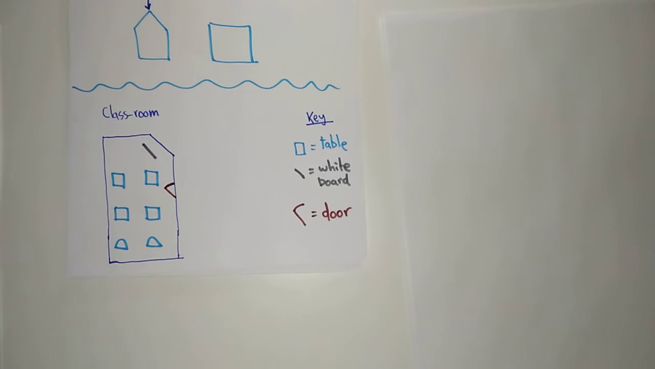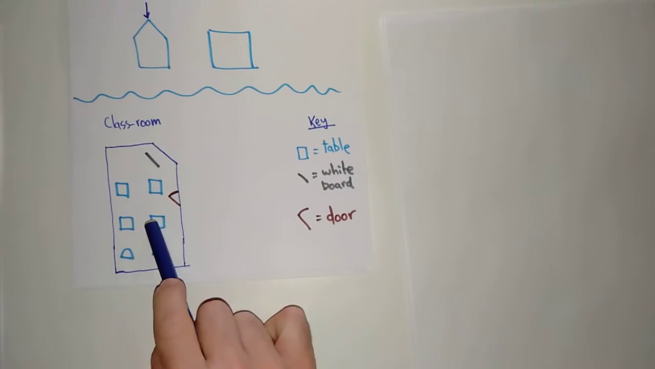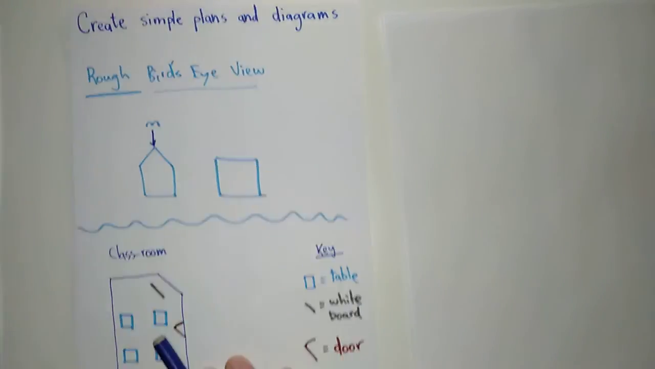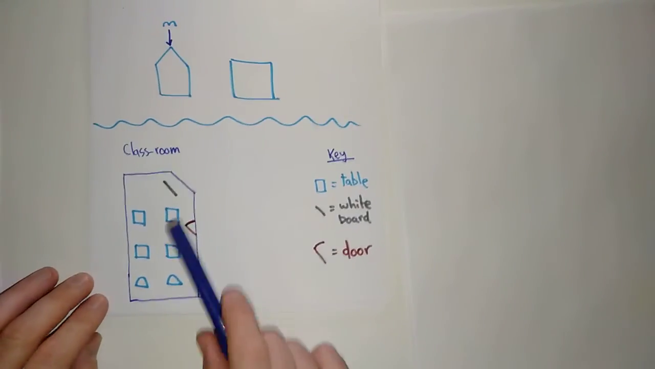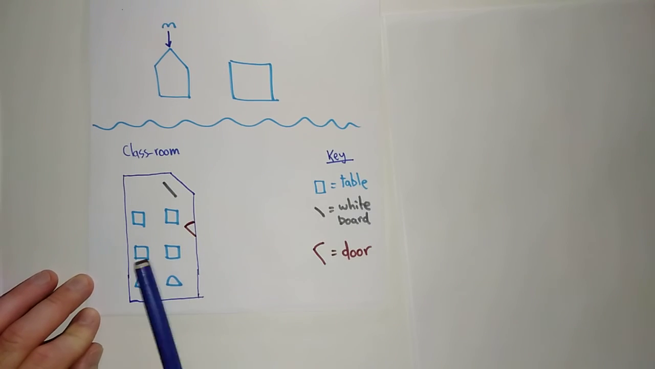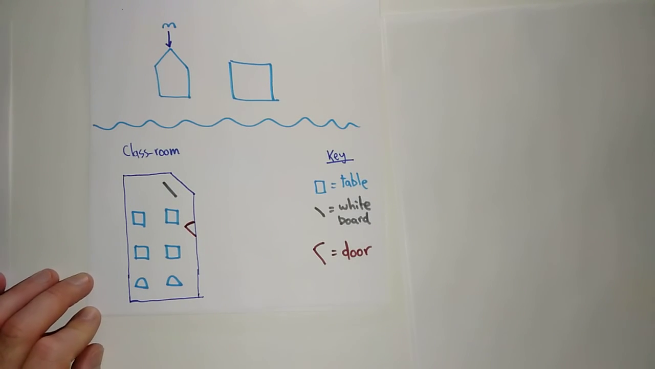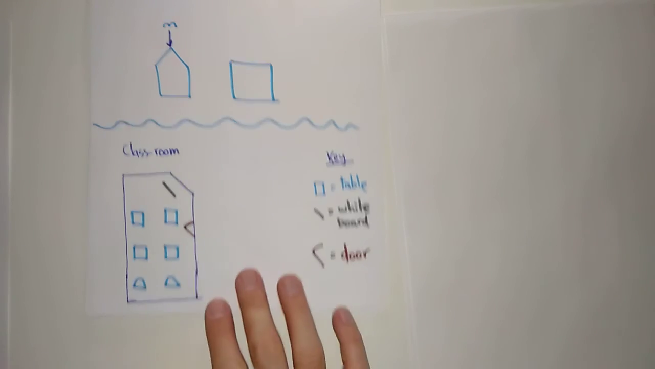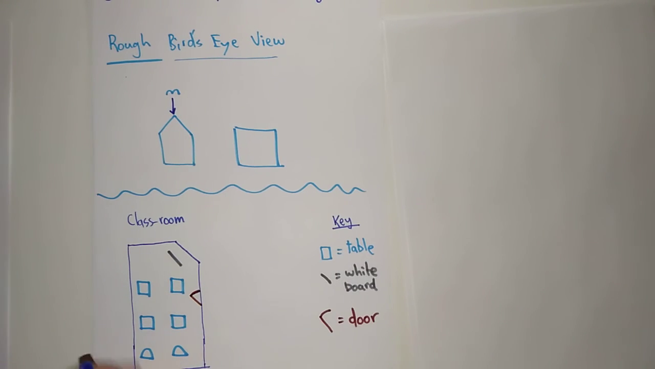And what you're going to do is create a rough bird's eye view diagram, either for your classroom at school, or you could do it for the room that you're in right now, or another room at your house. Then you're going to need to take a photo of that with your phone or with your computer, and upload that photo back onto OneNote.